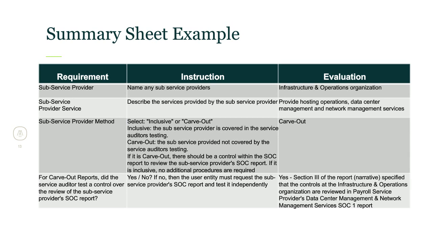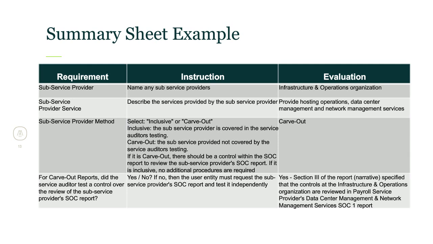For the carve-out reports, you will also need to get an understanding of whether the auditor tested a control over the service organization's review of the sub-service provider's SOC report. The information is found by reading the narrative of the report, or Section 3, and the controls tested by the auditor, or Section 4.